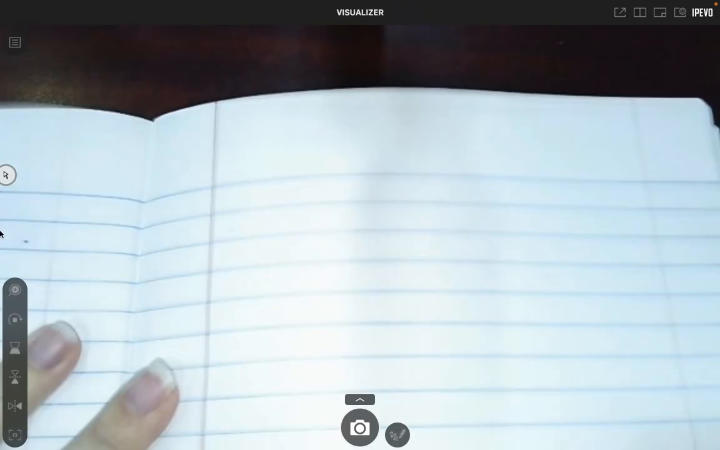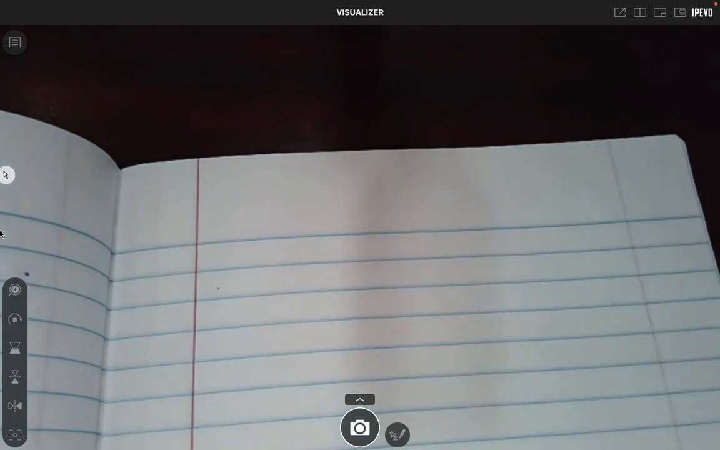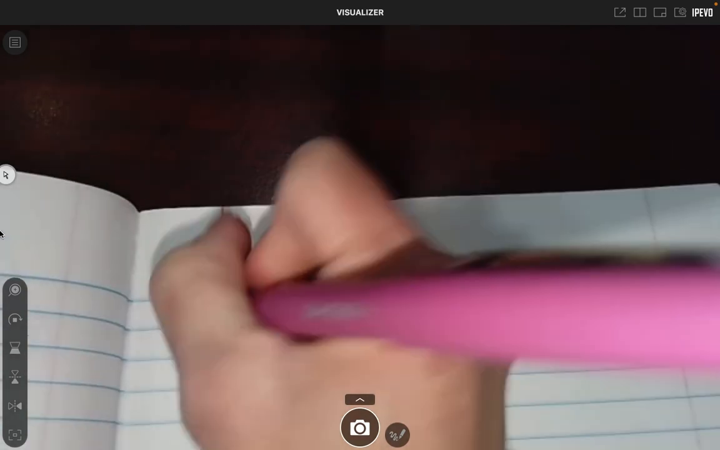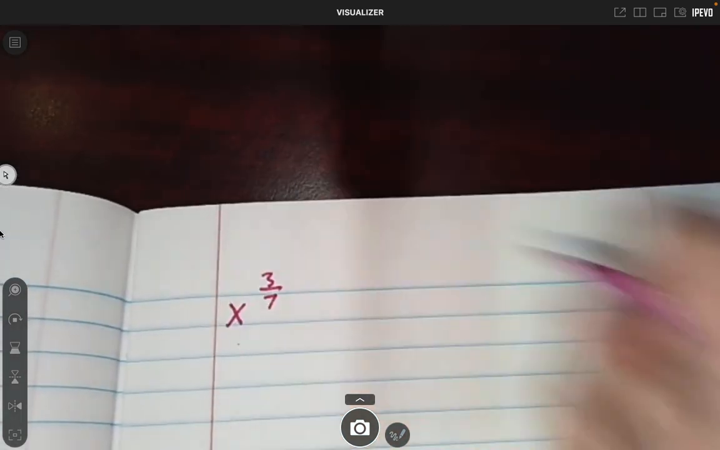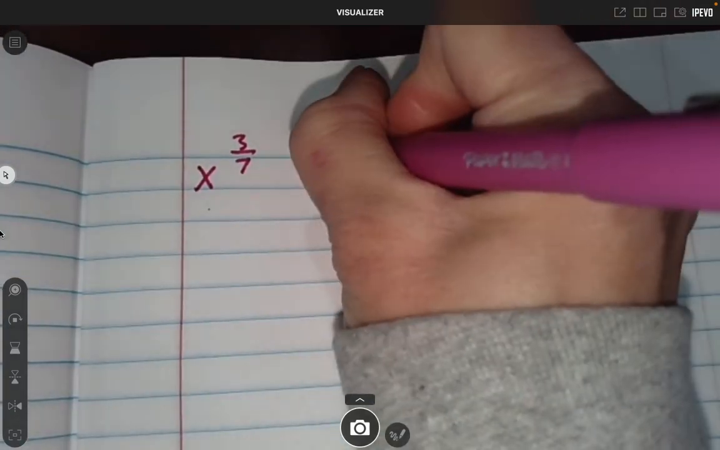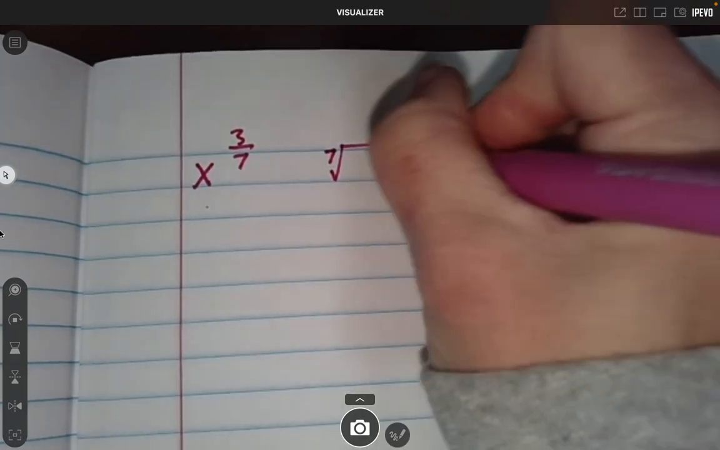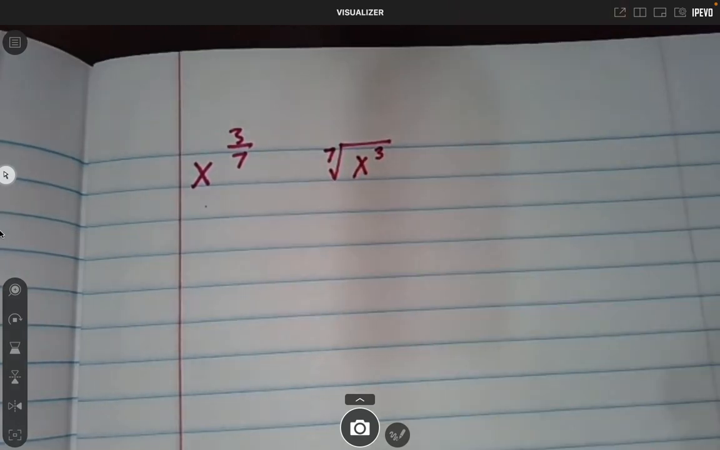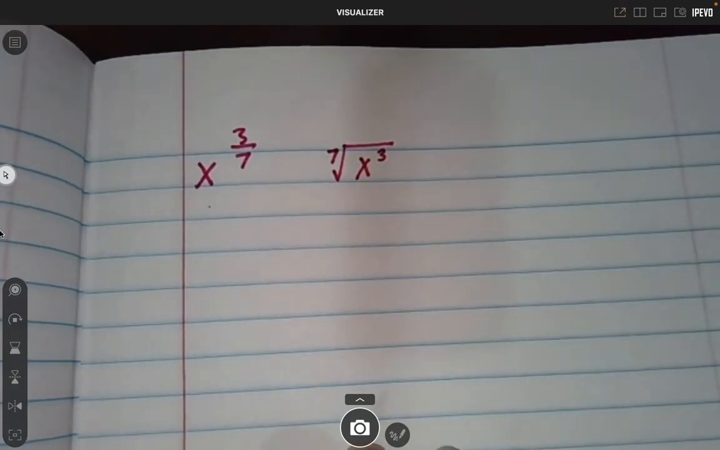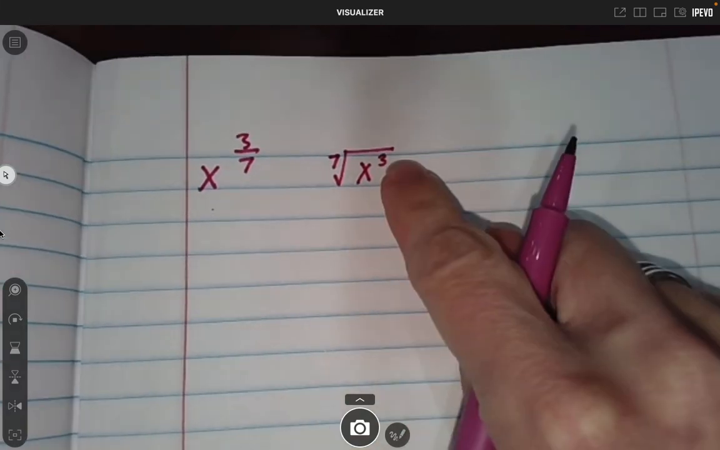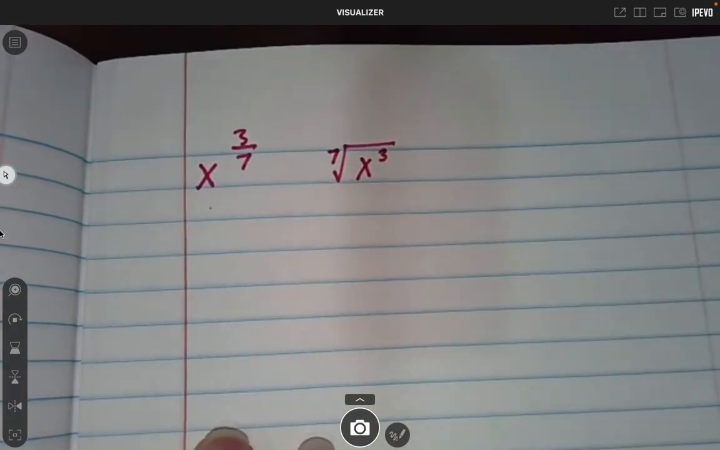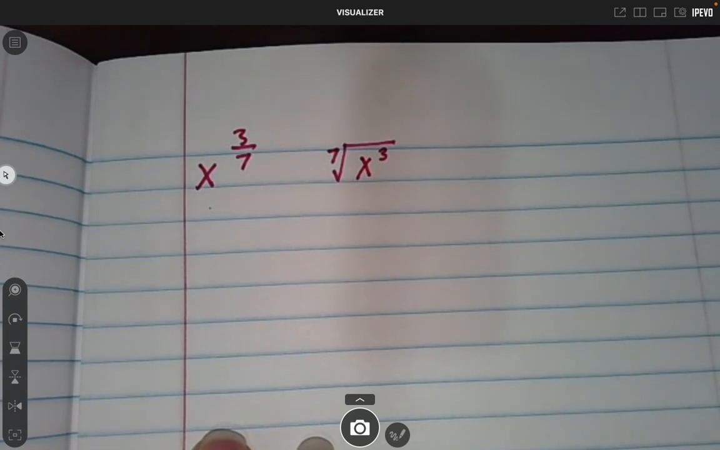Our first problem is, it wants me to rewrite x to the 3/7 in radical form. That means with a root. So what number do I put as the root? The 7. It's like a little plant. That's the root, 7, and then what goes under the root? X to the 3rd. There you go. So before, we only had a 1 up there, so there's no need to write the 1, okay? But now that you have a number that's different in the numerator, you write it.